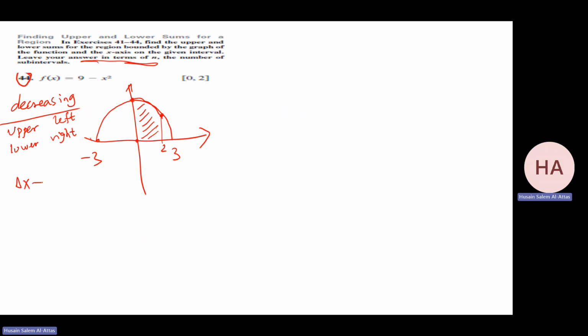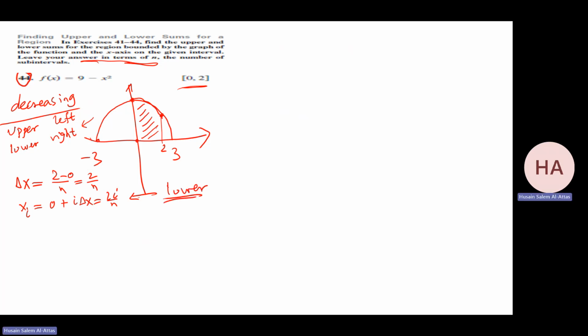For example, delta x in terms of n, from 0 to 2, will be 2 minus 0 over n, that will be 2 over n. And for the lower, let me find xi. Xi is 0 plus i delta x, which will be 2i over n. This is for the right endpoint, which is the lower.